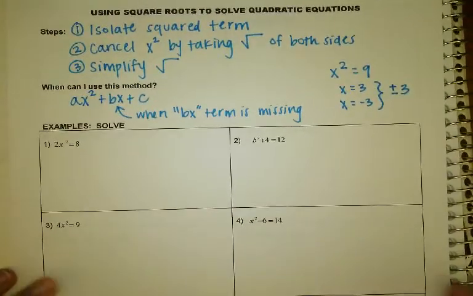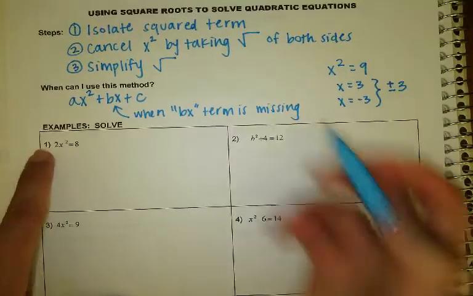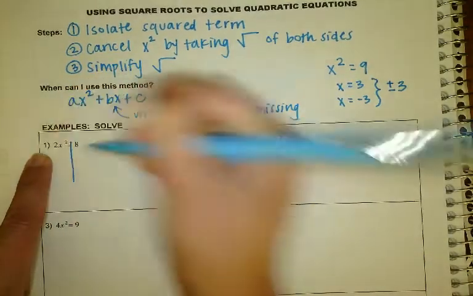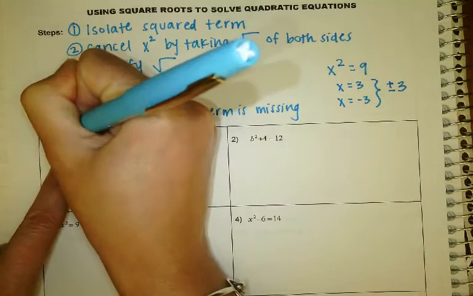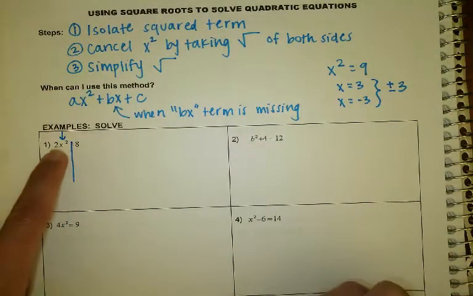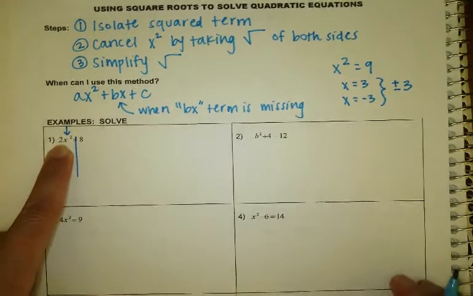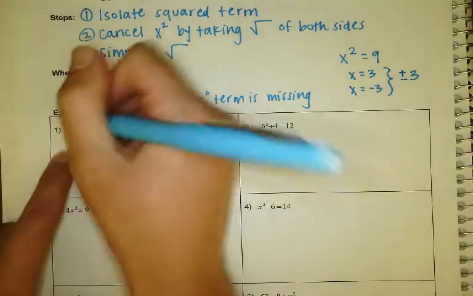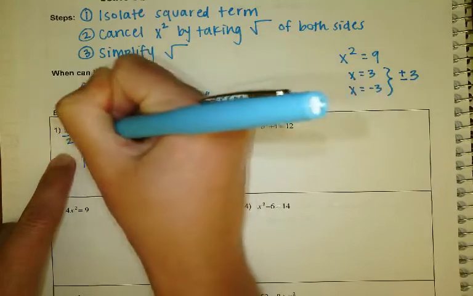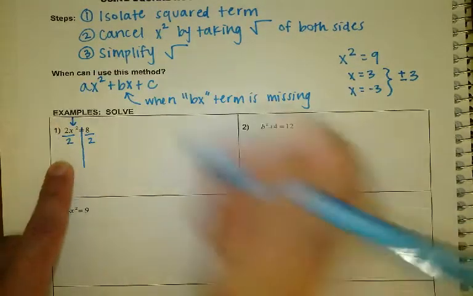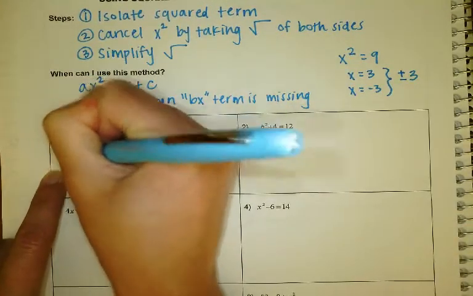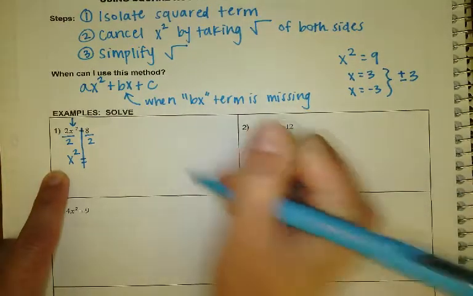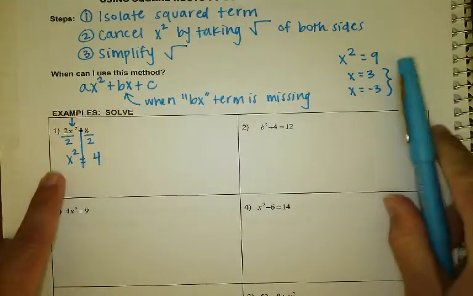Okay, let's try some of these. So number 1, we are going to get the squared part by itself. That means I need to cancel the 2 in front of x squared. If 2 is next to x squared, they're multiplying, so we're going to divide by 2 to cancel the 2 first. And now I get x squared equals 4.